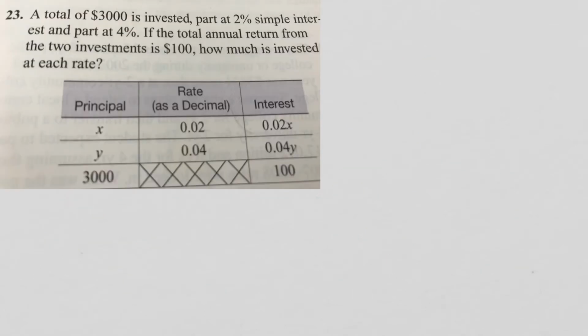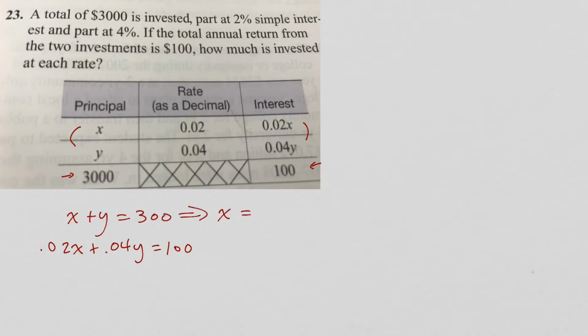Okay, we're going to set up two equations. One is the total principal is 3,000. So X plus Y is equal to 3,000. And the other is the total interest is equal to 100. So 0.02x plus 0.04y is equal to 100. Now I'm going to solve this using substitution. So I'll solve this for either one of the variables. X equals 300 minus y, and I'll plug that in here.